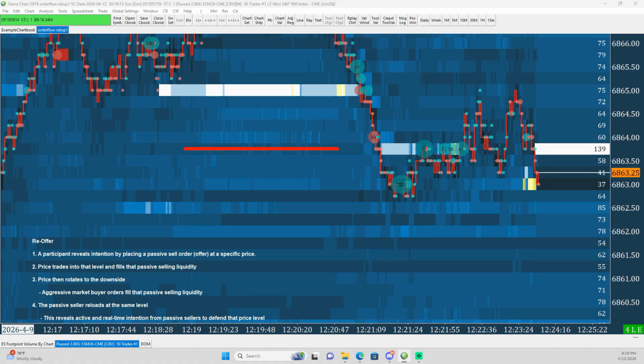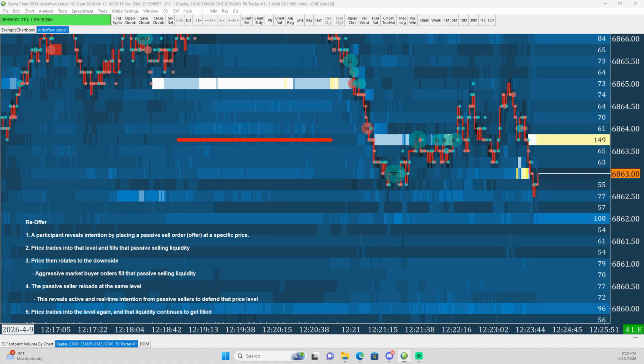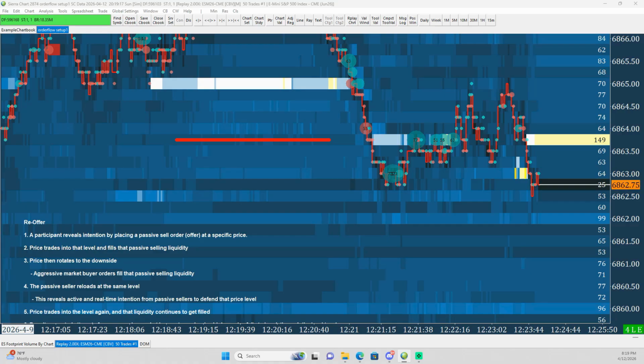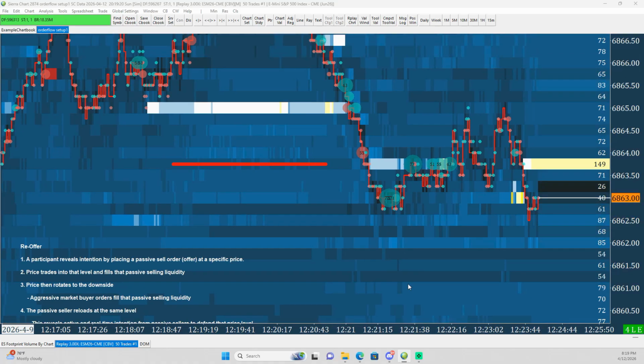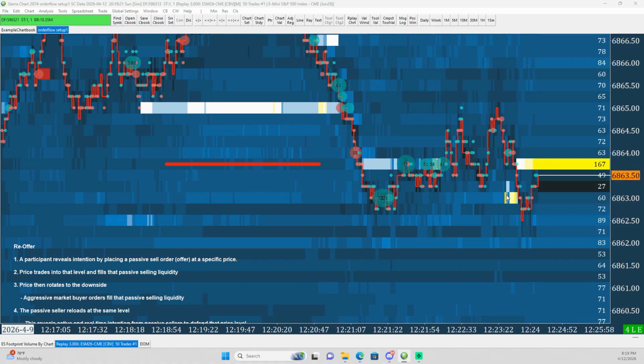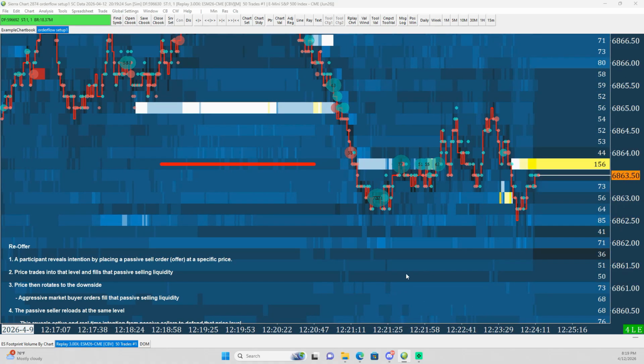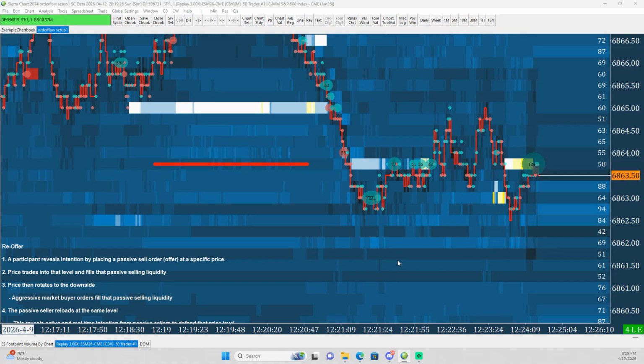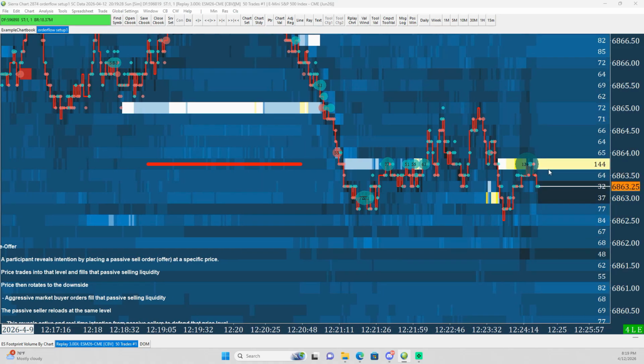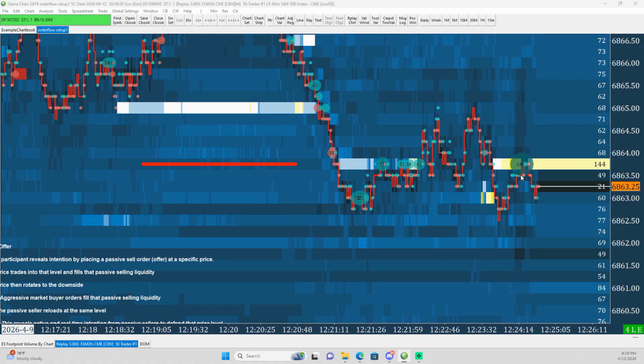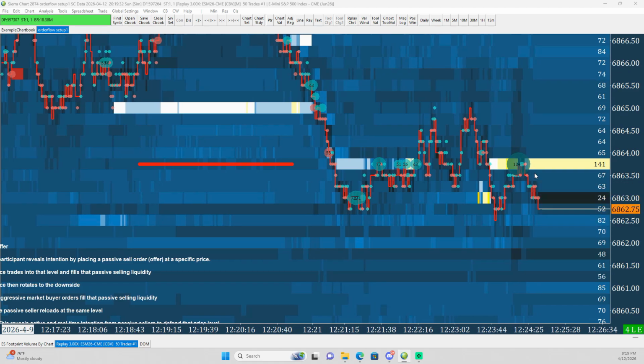So let's continue to replay the data here. I'm going to speed it up a little bit. We're now in 3 times speed. And so look, the size at 6863.75 is only getting thicker. And at this point, we have several hundred aggressive market buy lots at this price level.